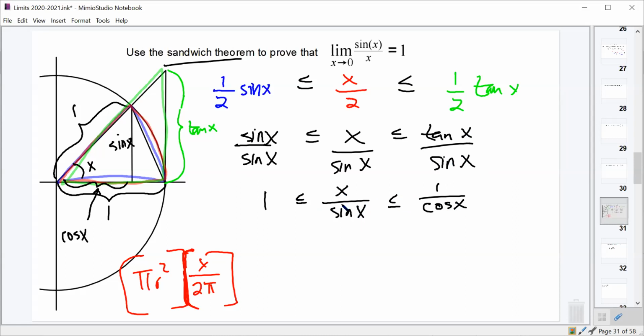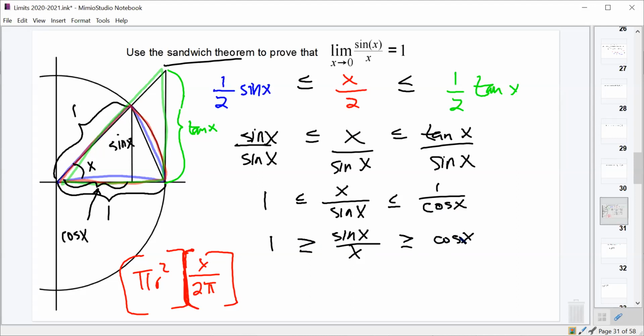And then what do we say we need to do? We just need to flip all of the pieces of this. So the reciprocal of 1 is 1. The reciprocal of x over sine x is sine x over x. And the reciprocal of 1 over cosine is cosine. When we take the reciprocal of every piece of an inequality, what happens to the inequality sign? They flip. Yep, they just flip.